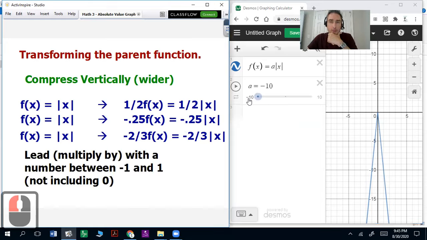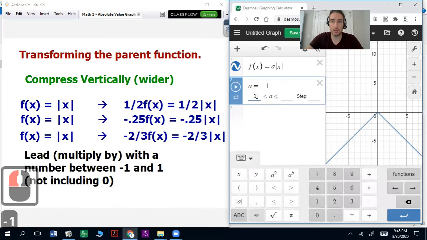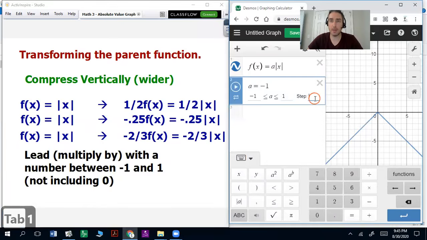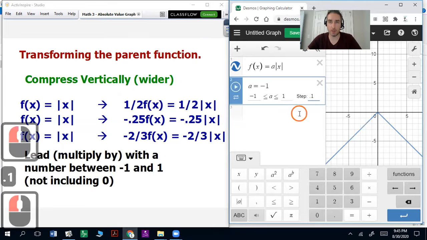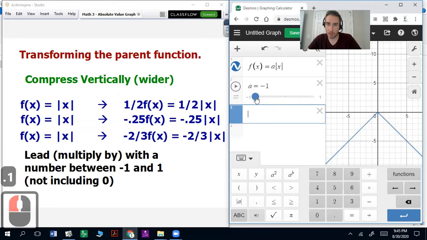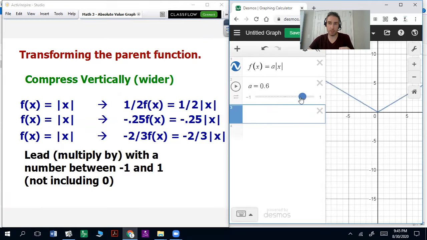So I'm going to modify my slider, and you can actually click on here. If I'm clicking on that -10, I'm going to say -1 for my lower end and +1 for my upper end. And I'll make my step go by 0.1, so you can see what's going on with that. So when it's -1 or 1, it doesn't get compressed, but anytime it's below that, see it's getting flatter and flatter towards 0. That's wider, but we call that a compression, a vertical compression.